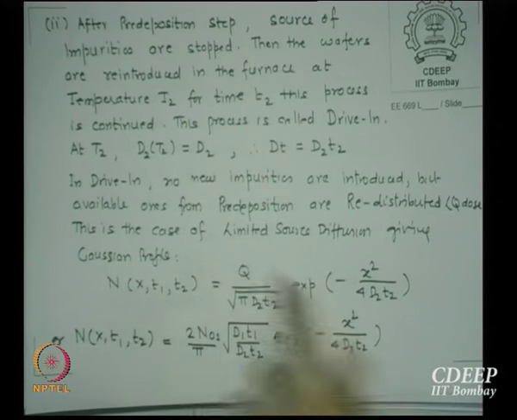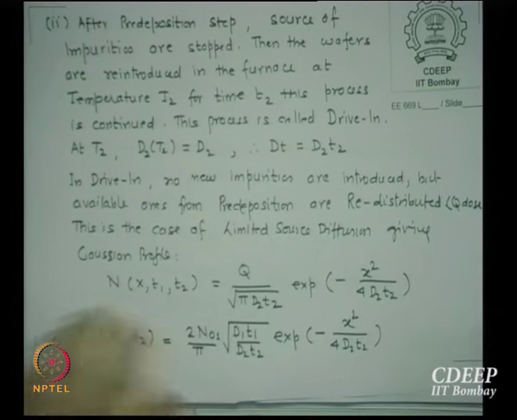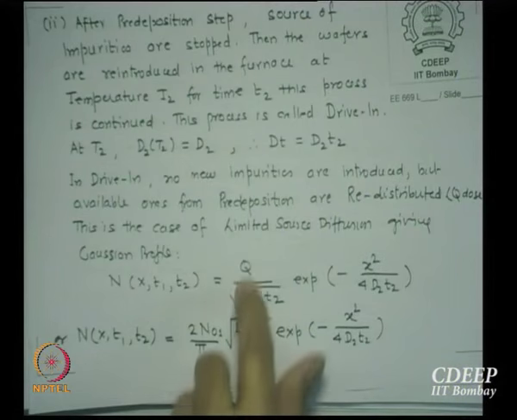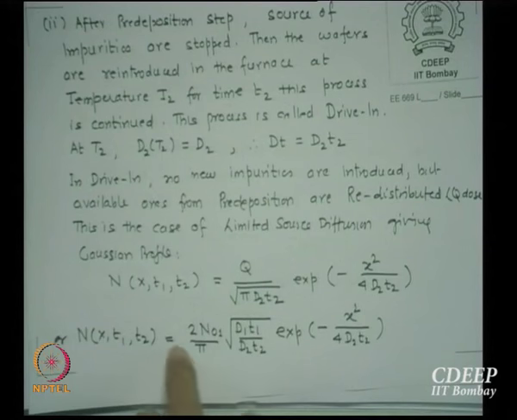However, this Q is coming from where? From the first pre-deposition cycle, which is essentially what we just now derived, which was the number 2 N0 1 root D1 T1 by pi. So if I substitute this Q here, I get 2 N0 1 by pi under root of D1 T1 by D2 T2, exponential minus x square upon 4 D2 T2. So how many variables now do I have?